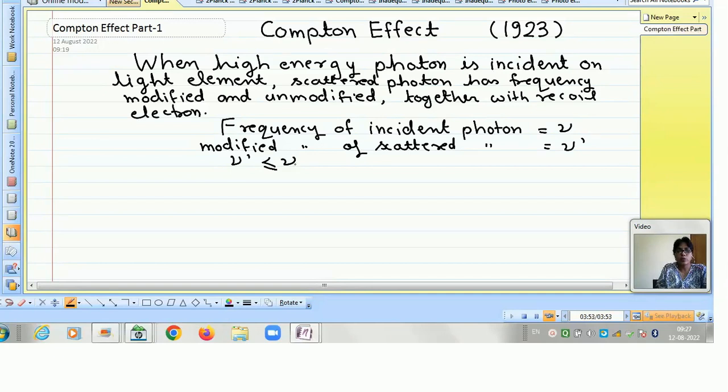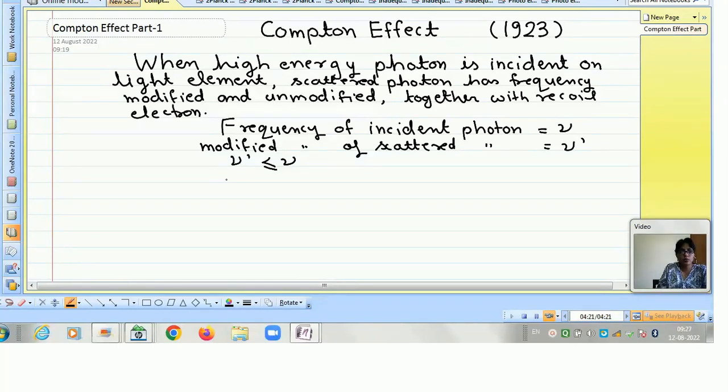If it is equal to nu, it means it is unmodified frequency or unmodified photon, and if nu dash is less than nu, it means it is a modified photon. We never observe cases such that nu dash is greater than nu. This cannot be observed. In Compton effect, always the modified frequency is less than or equal to the original frequency. So this effect is termed as Compton effect.